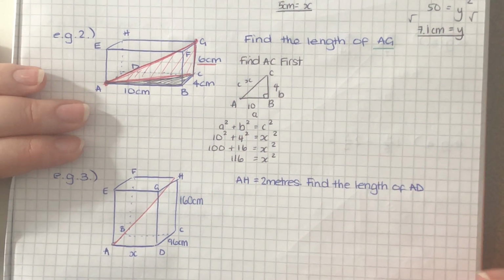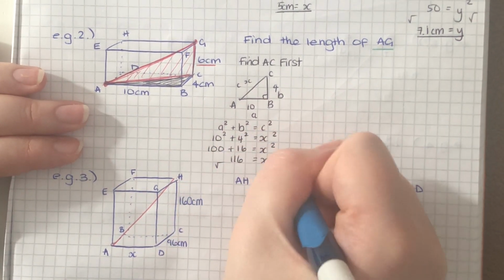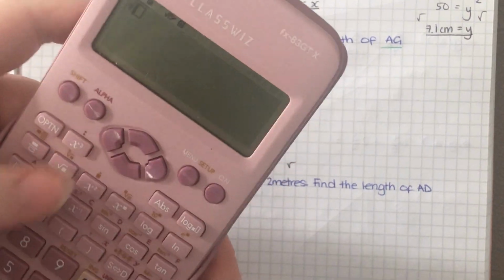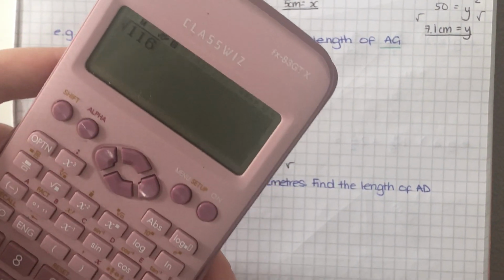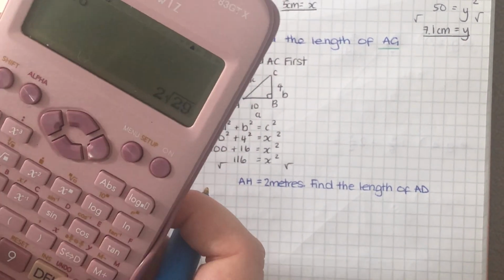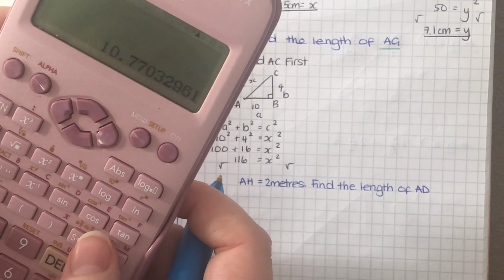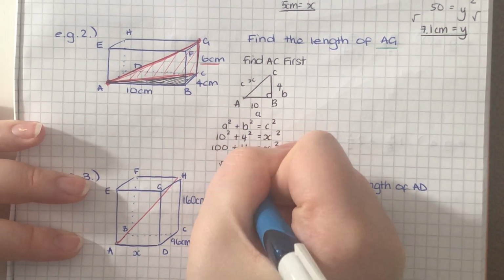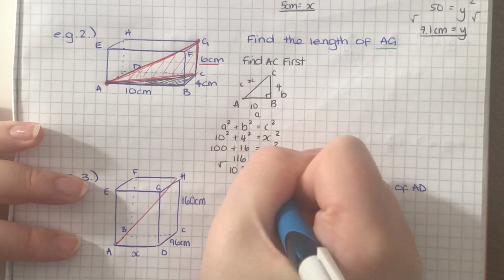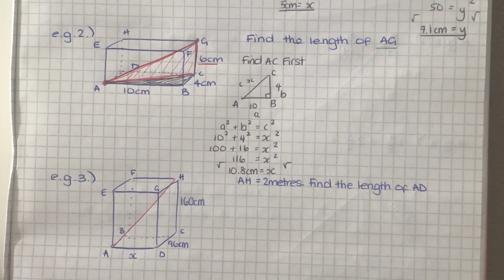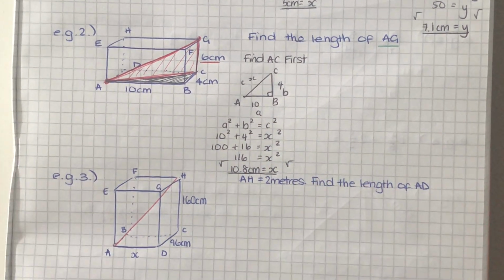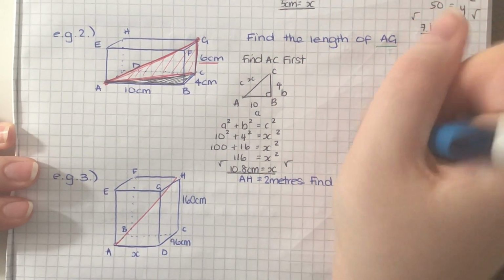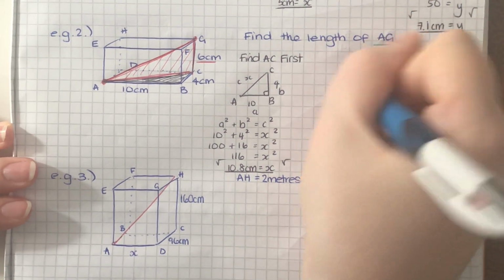Can we still see that? Yep. And then we've got to square root it. So square root of 116. We get that, so click SD, 10.77, so let's round it up to 10.8. 10.8 centimetres equals X. Okay, so then we can actually find the AG.